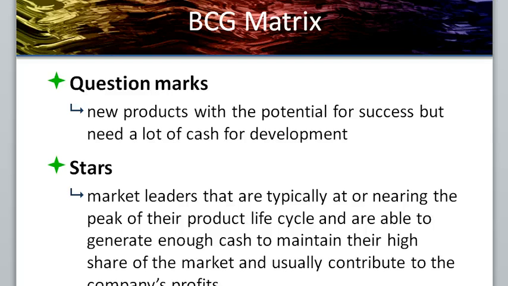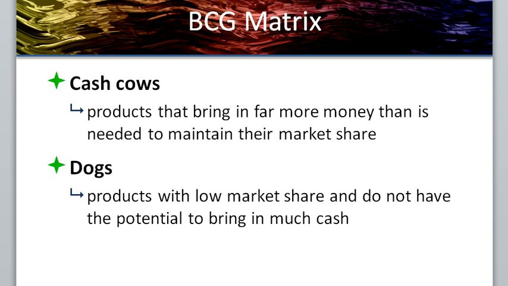Now, stars are just like what it seems. These are the company's really moving-forward best products. They're nearing the peak of their product life cycle. They're able to generate a lot of cash. They can maintain a high market share, and they're very profitable. This is really what the company wants more of, stars, because stars are the rising, growing, profitable prestige products that the company is selling that really make the company who they are.